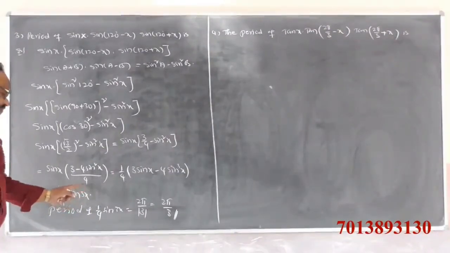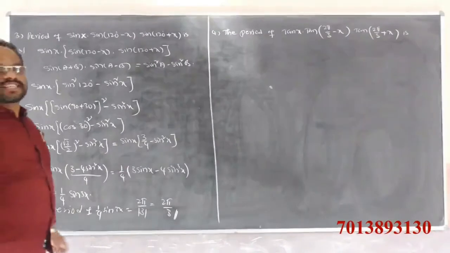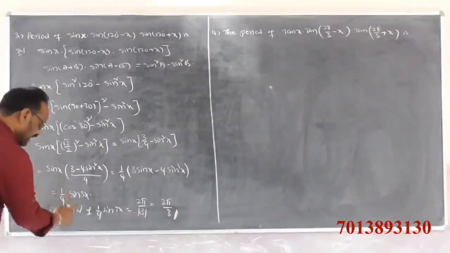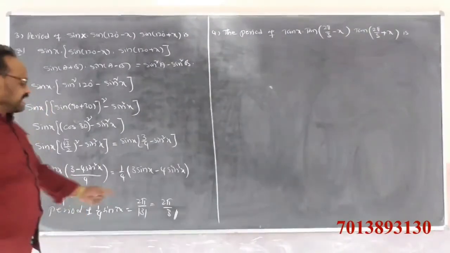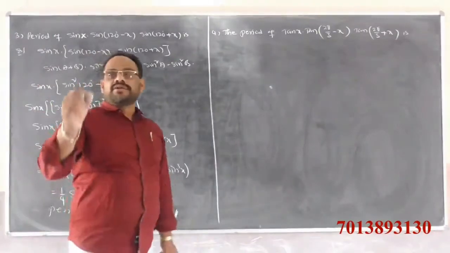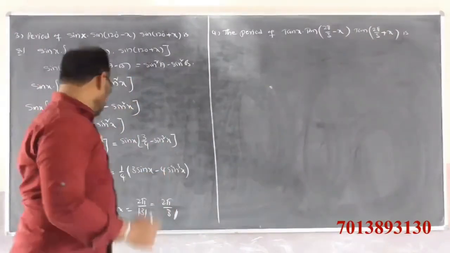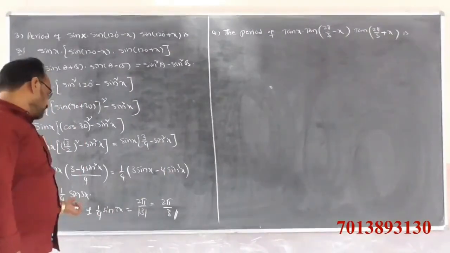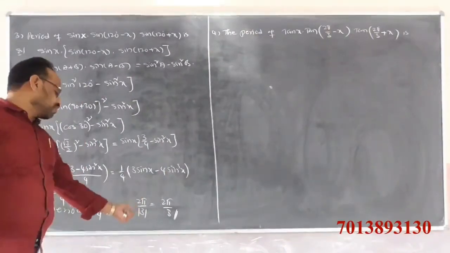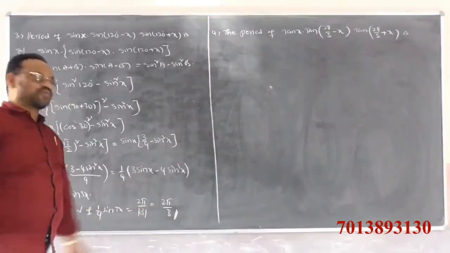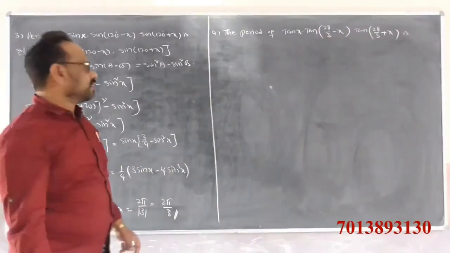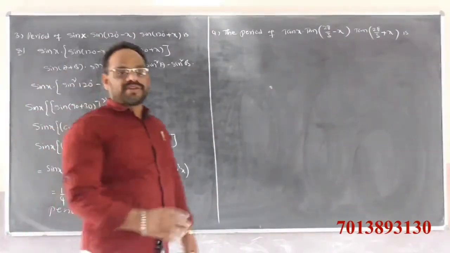So the period of sin ax is clearly 2 pi by modulus of a. So the period of 1 by 4 times sin 3x is also 2 pi by modulus of 3, that is nothing but 2 pi by 3. Next, fourth problem. Observe here.